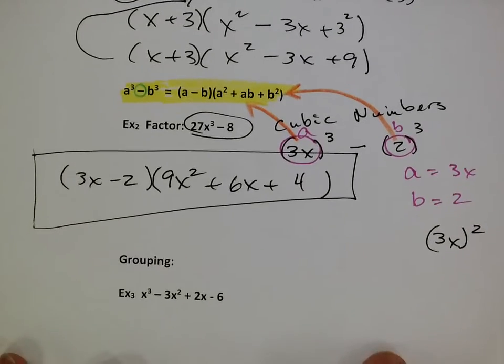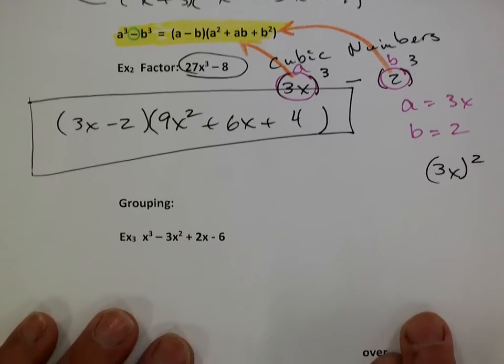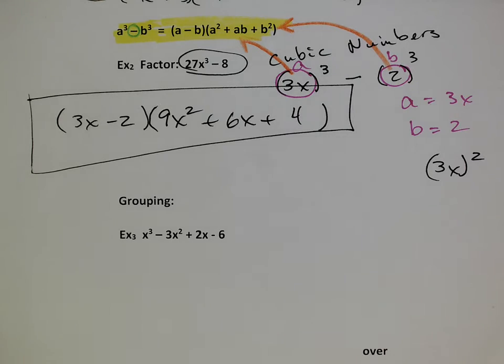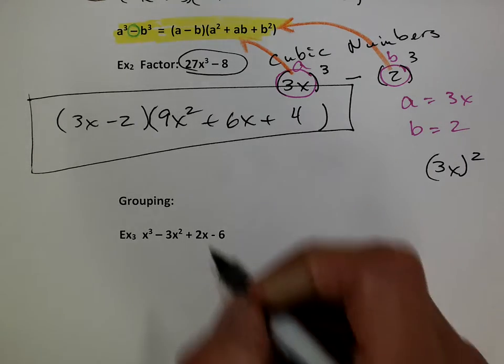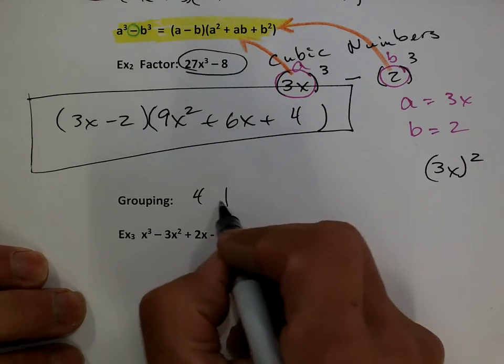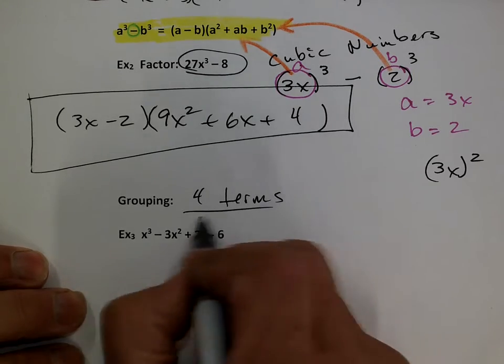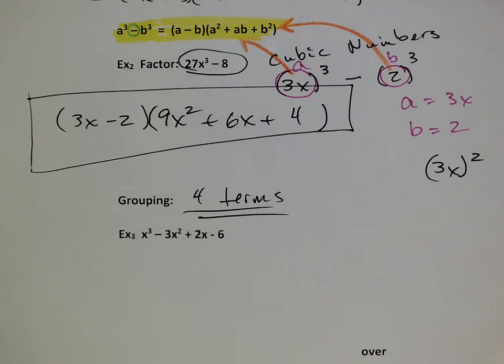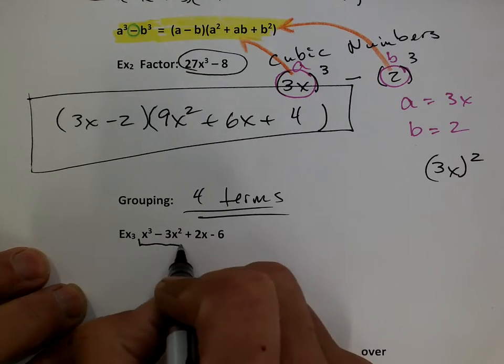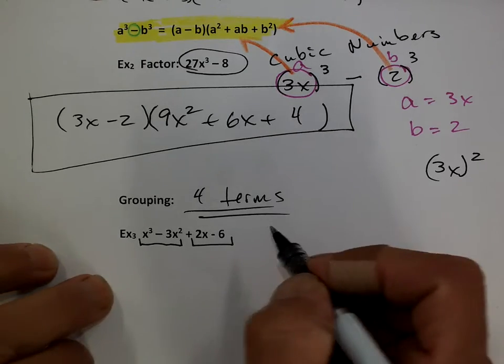Now, grouping. We did grouping last year. That's the good news. So when we do grouping again, it should come back to you. When you do grouping, you have to have 4 terms. With 4 terms, we use grouping. So what I do is I put the first 2 together and then the second 2, okay? Let's group them up.